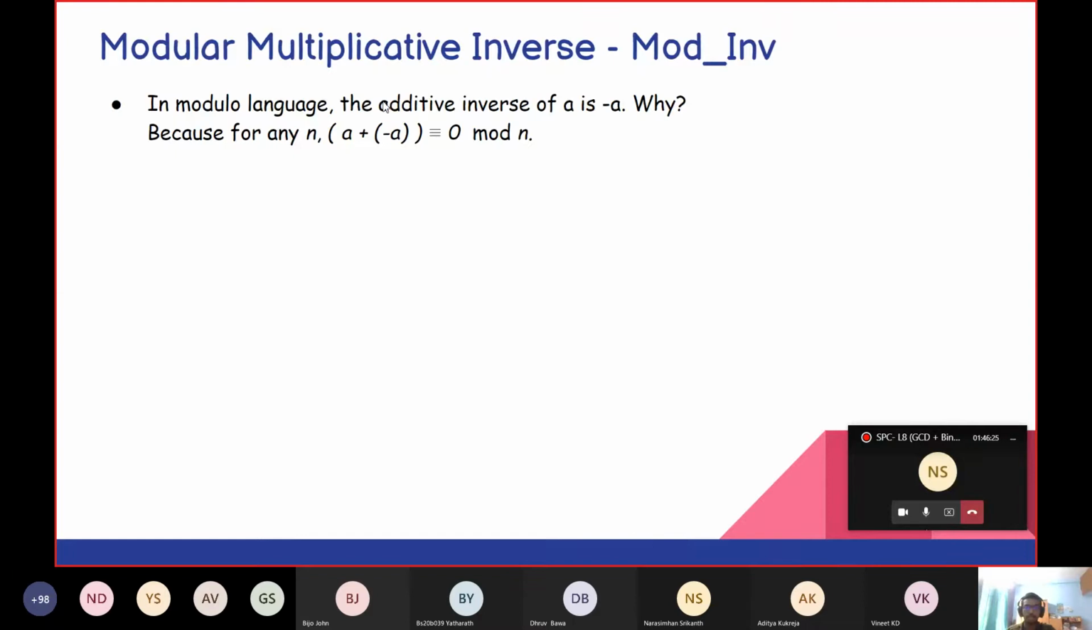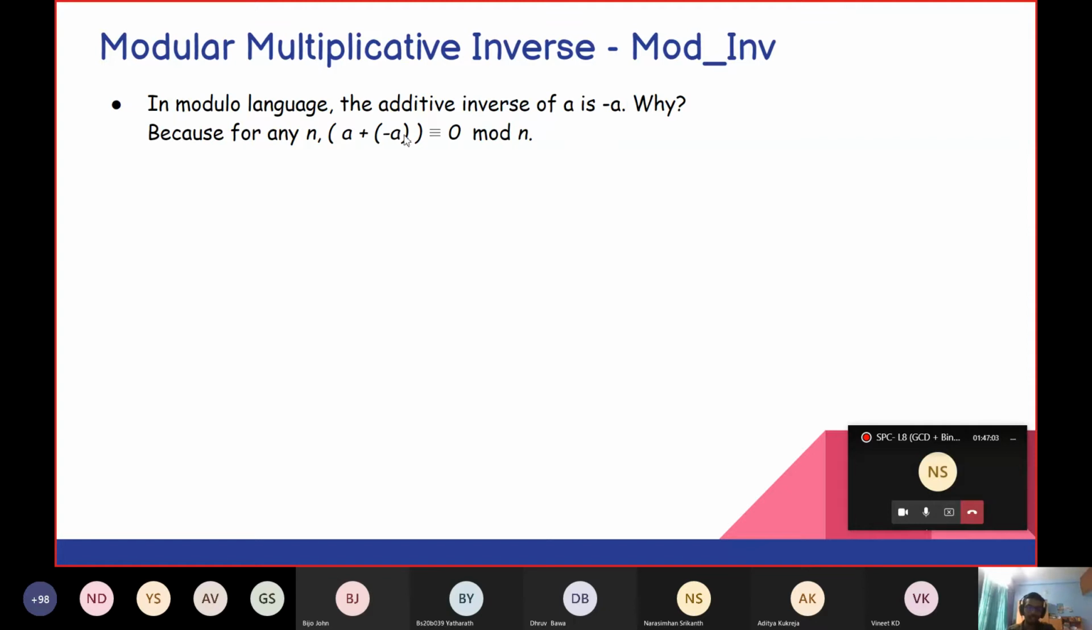Now I'll move on to modular multiplicative inverse. This was there in the title itself, right? I had put modular exponentiation and combinatorics and all, so we are slowly going there. In modular language, the additive inverse of a is minus a, because when you add minus a to a, the remainder that you get is 0. In general, a plus something should give you 0, and that something is minus a. Similarly, here a plus something should give you remainder 0 mod n. So we just take minus a itself. You could say n minus a can come as well, but we'll just deal with minus a.